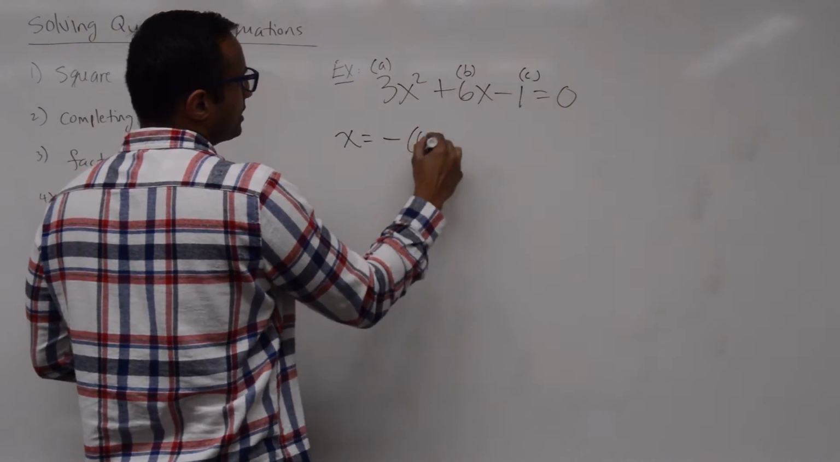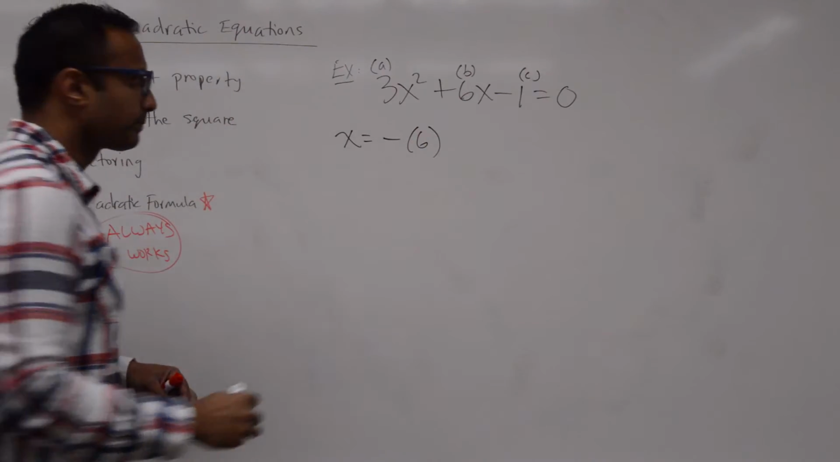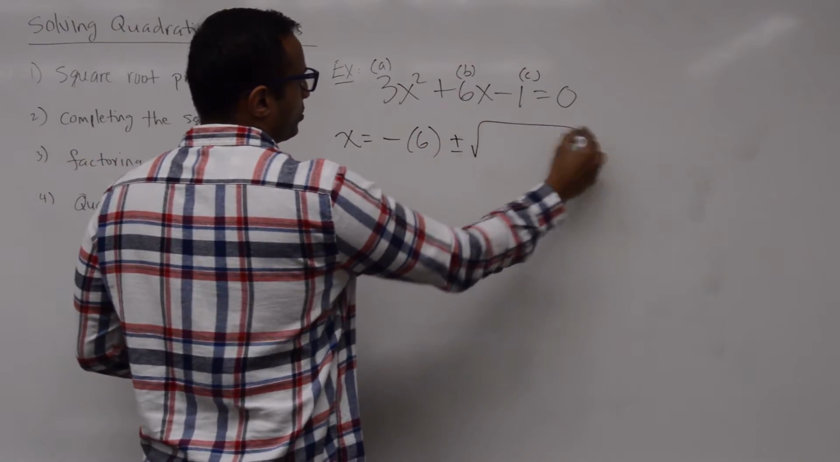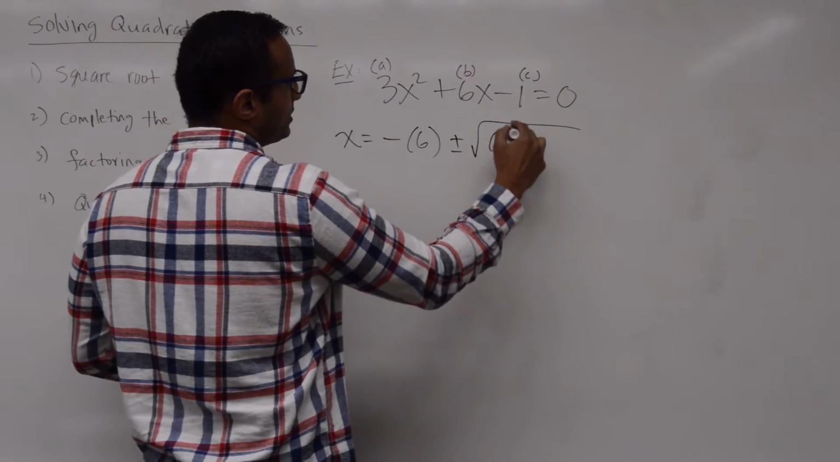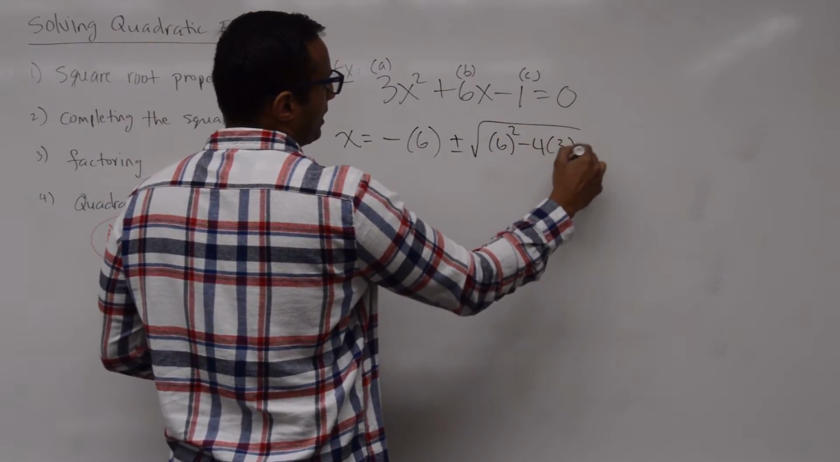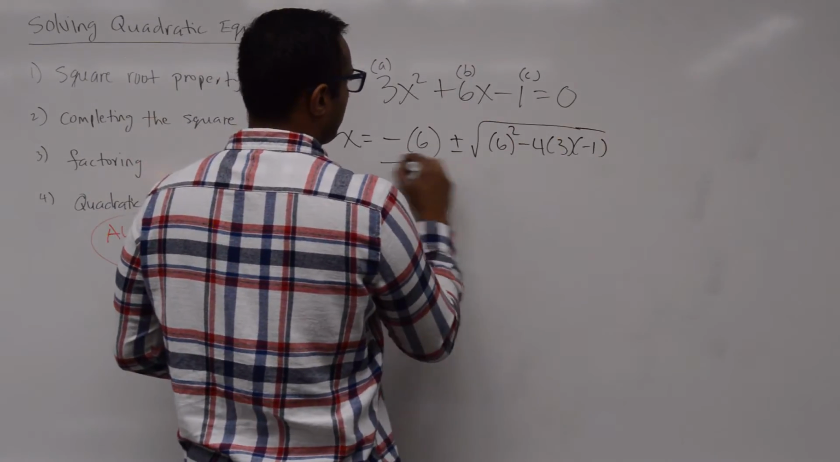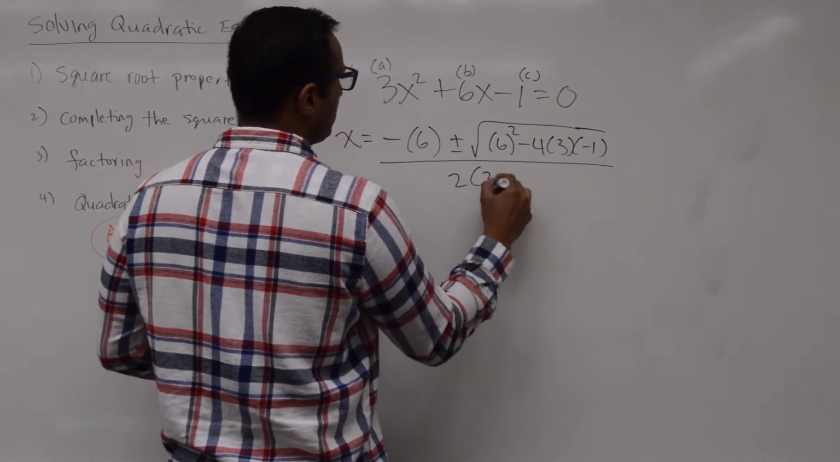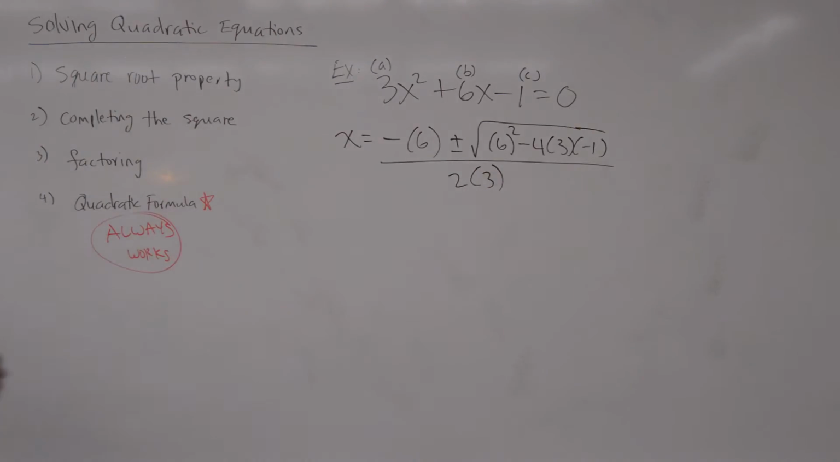So negative b, that's going to be negative 6, plus or minus the square root of b squared, that's going to be 6 squared, minus 4 times a times c, and all of that is going to be over 2 times a, which is 2 times 3.